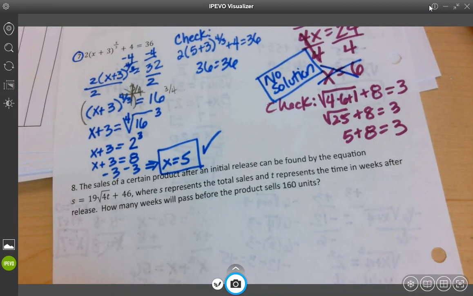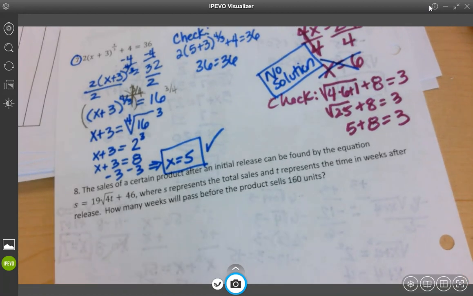All right, we skipped over 5. Why don't I give you guys a second to do 5, and then we'll do number 8 together. Or you can work ahead on 8. It's up to you. But do 5 first.